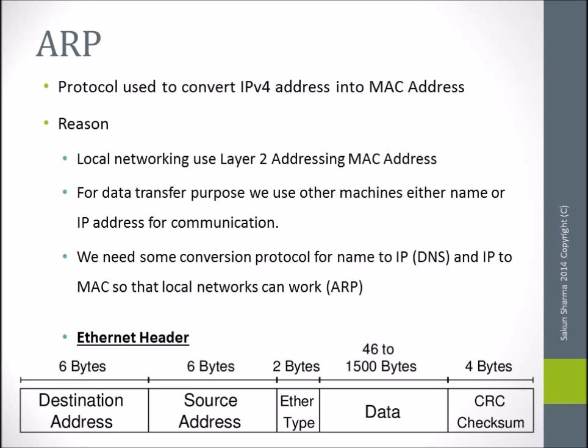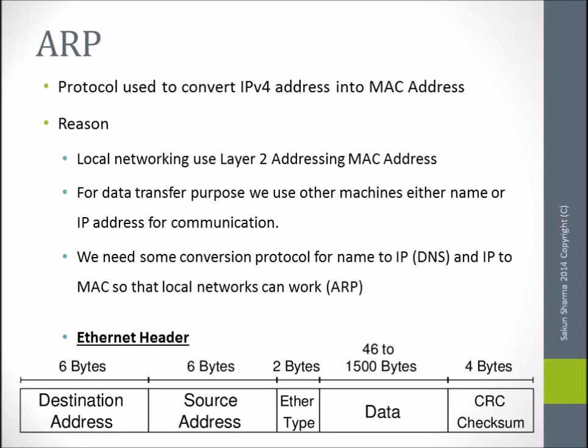Now let's discuss more about ARP protocol. Basically, ARP protocol is a conversion protocol which converts your IPv4 addresses into MAC addresses. Now the question comes, why do we need this conversion? Basically, in our networks, local networks use MAC address for unique addressing. That means when one machine communicates to another machine in local networks, it uses MAC address for its communication.